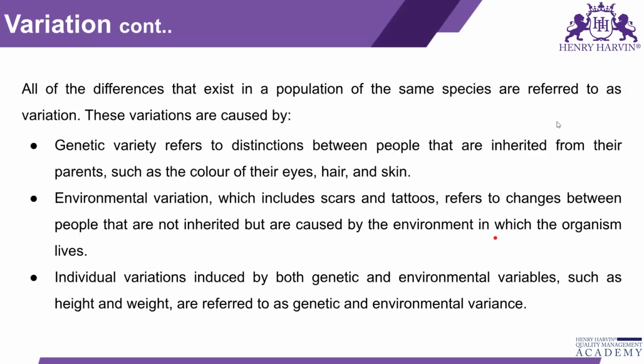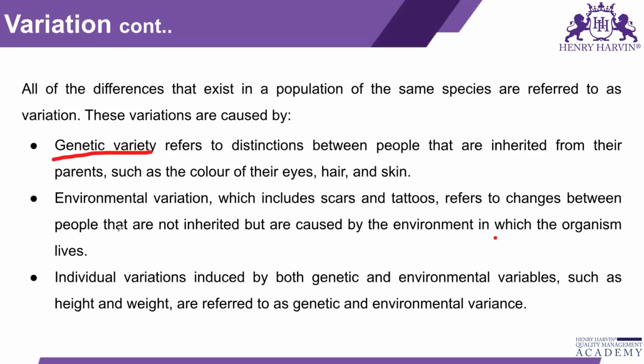All of the differences that exist in a population of the same species are referred to as variation. Genetic variation refers to distinctions between people that are inherited from their parents, such as the color of their eyes, hair, and skin. Environmental variation, which includes scars and tattoos, refers to changes between people that are not inherited but are caused by the environment in which the organism lives. Individual variations are induced by both genetic and environmental variables, such as height and weight. Now, there are three variations here.